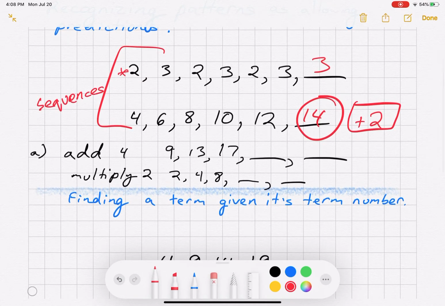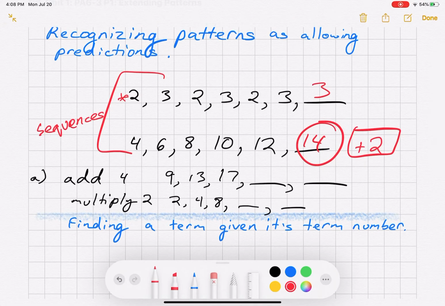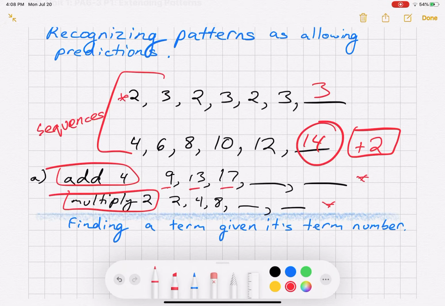So when we're looking at this pattern here, I have 9, 13, 17, and the rule is I'm going to add 4 each time. So just pause and do this one and this one. This is multiply by 2 each time is the rule for the second one. So here I've added 4. Here I'm going to add 4, so it's 17, 18, 19, 20, 21, right? And then adding 4.